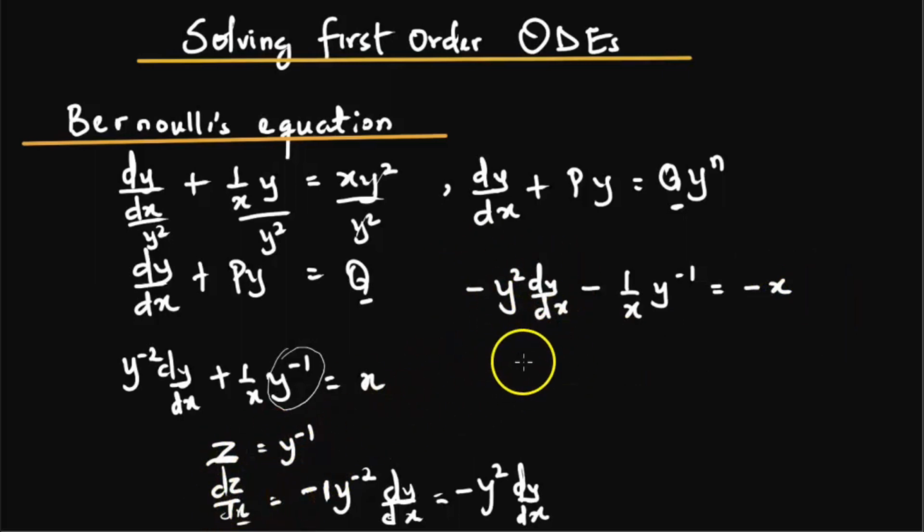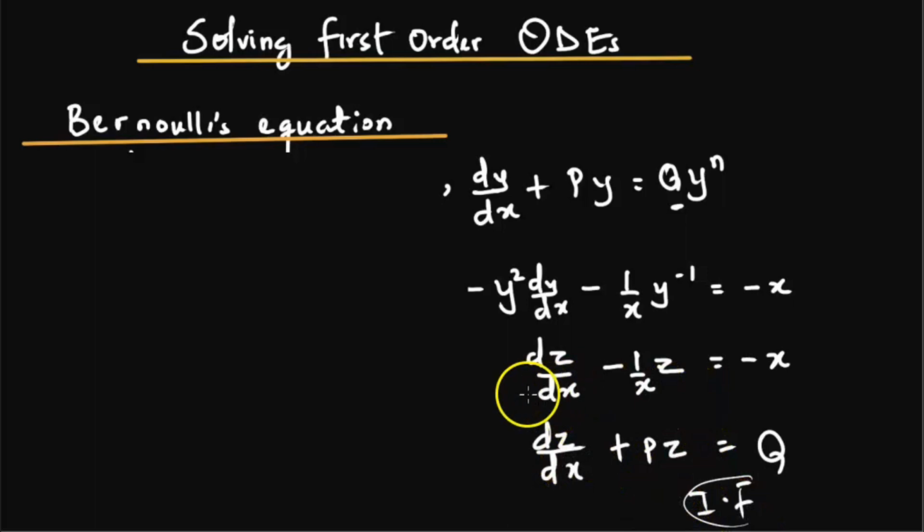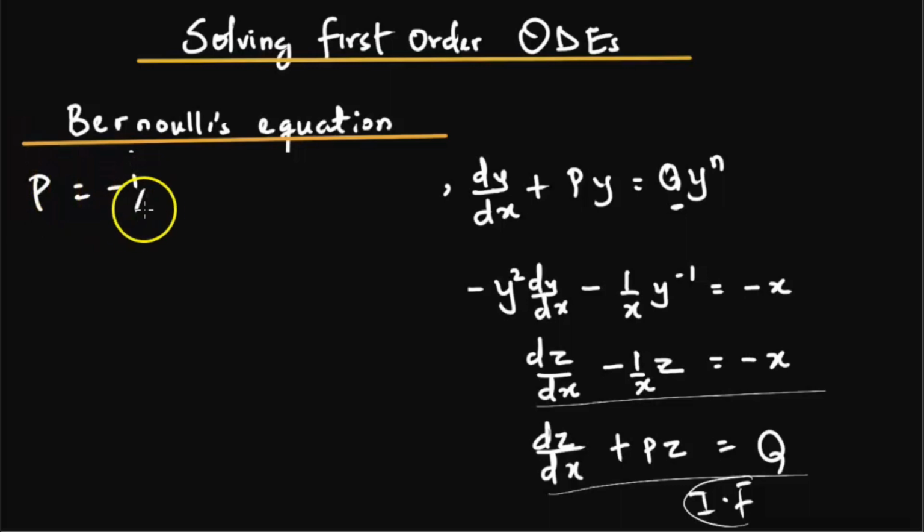So this becomes dz/dx, minus 1 over x times z, equals minus x. Okay, so at this point our differential equation is now in the form dz/dx plus pz equals q, which is what we were targeting from the beginning, to have it in the form whereby we can now use our integrating factor method to solve it. So when you compare the two, we can say that p is equal to minus 1 over x and q is equal to minus x.